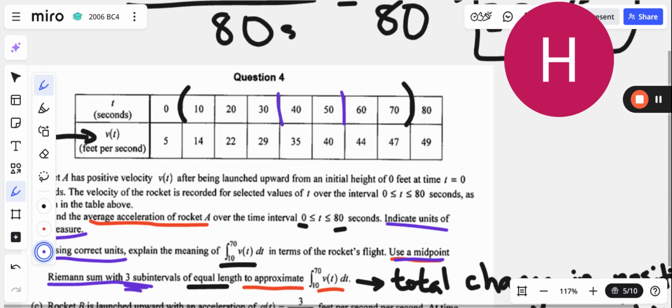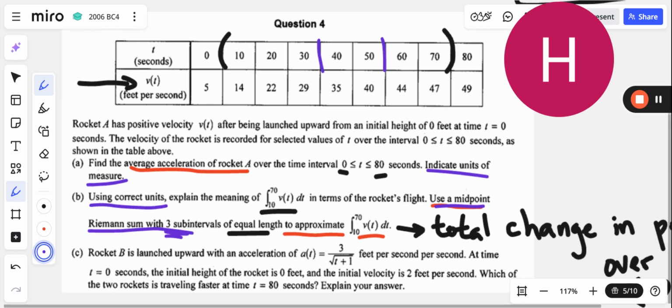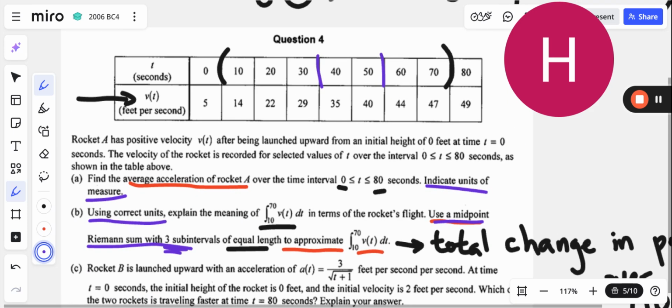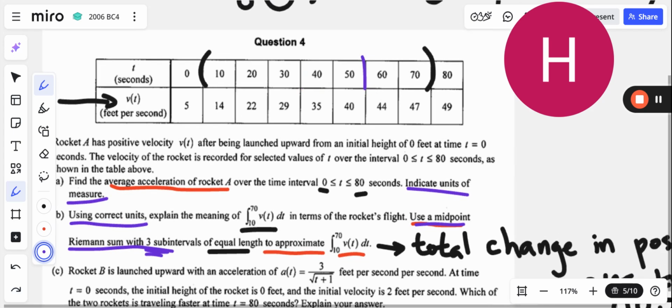Wait, how are we supposed to do that? 3 subintervals. Am I missing something here? Ah, got it. Okay, so these should kind of be on the 10 and on the 70. Okay. Yeah, that was freaking me out for a minute.